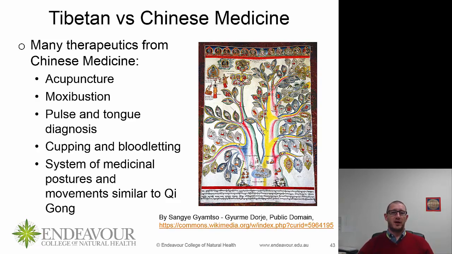So the practices or the interventions used in Tibetan medicine include things that you'd be quite familiar with: acupuncture, moxibustion, pulse and tongue diagnosis, cupping, bloodletting, as well as a system of medicinal postures and movements, quite similar to Qigong. And we can see there that there's a nexus in each of these countries relating Qigong to yoga, to these corrective postures that are practiced in Tibetan medicine.